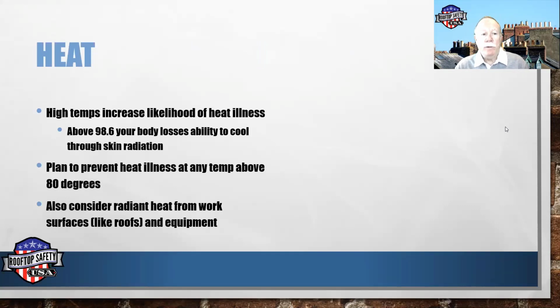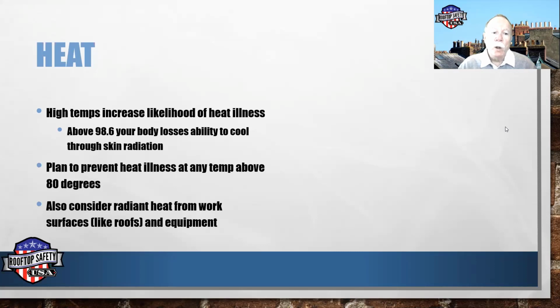Obviously, the higher the temperature, the more likelihood there is of heat illness. And remember, your body's normal temperature is about 98.6. And above body temperature, your body starts to lose its ability to cool through skin radiation. Remember in part 1, we talked about plan A, dilation of blood vessels brings the heat to the skin where it radiates out to the atmosphere. Well, if the atmosphere is warmer than your body, that doesn't work too well.